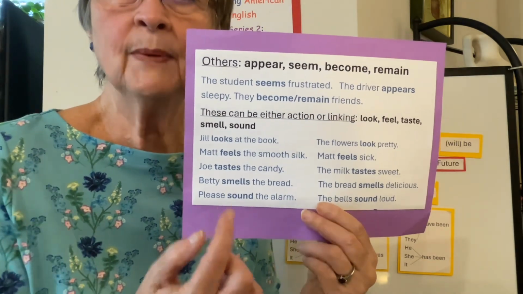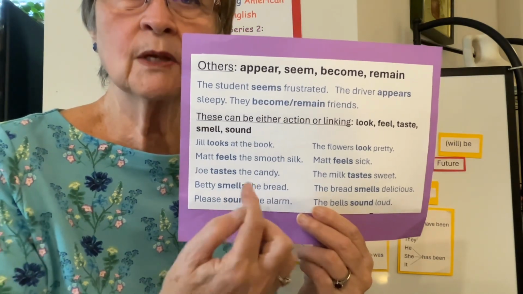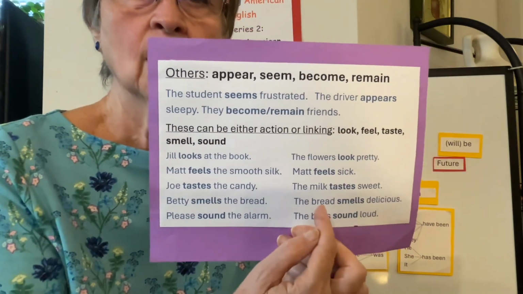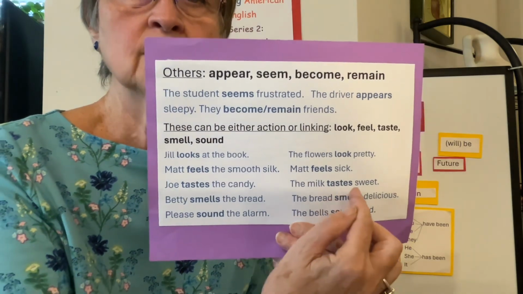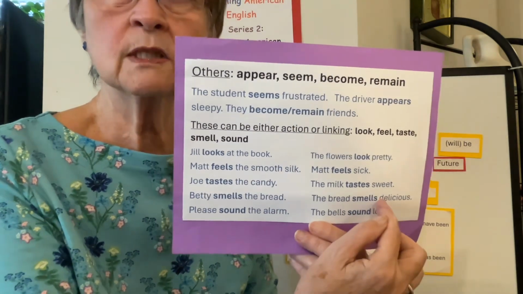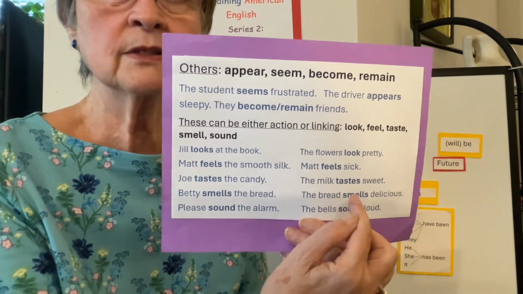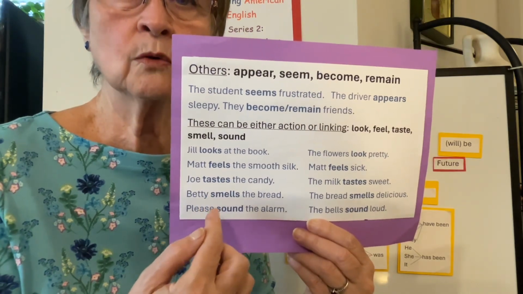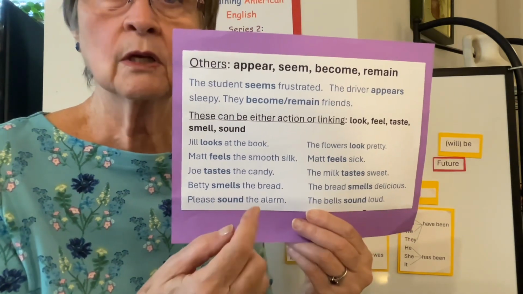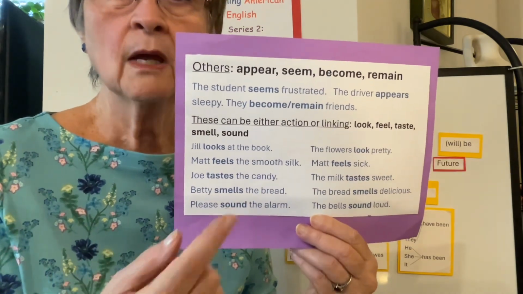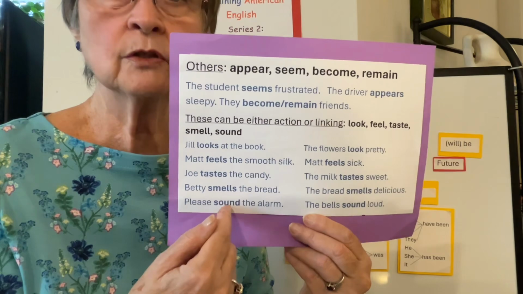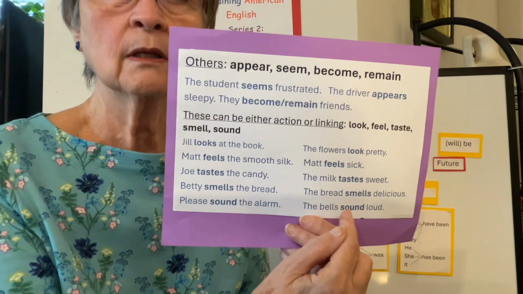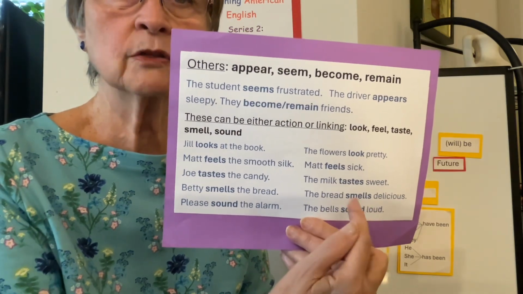Smells the bread. Betty is not the same as bread. She's doing something to the bread, action. The bread smells delicious. Bread is being described as delicious because we smelled it. We know it is. The bread is delicious. Please sound the alarm. Now it has an understood subject, you, because it's a command. I'm telling you, do this. Sound the alarm. You do that. That's an action I am telling you to do. The bells sound loud. The bells are loud. Loud describes the bells.